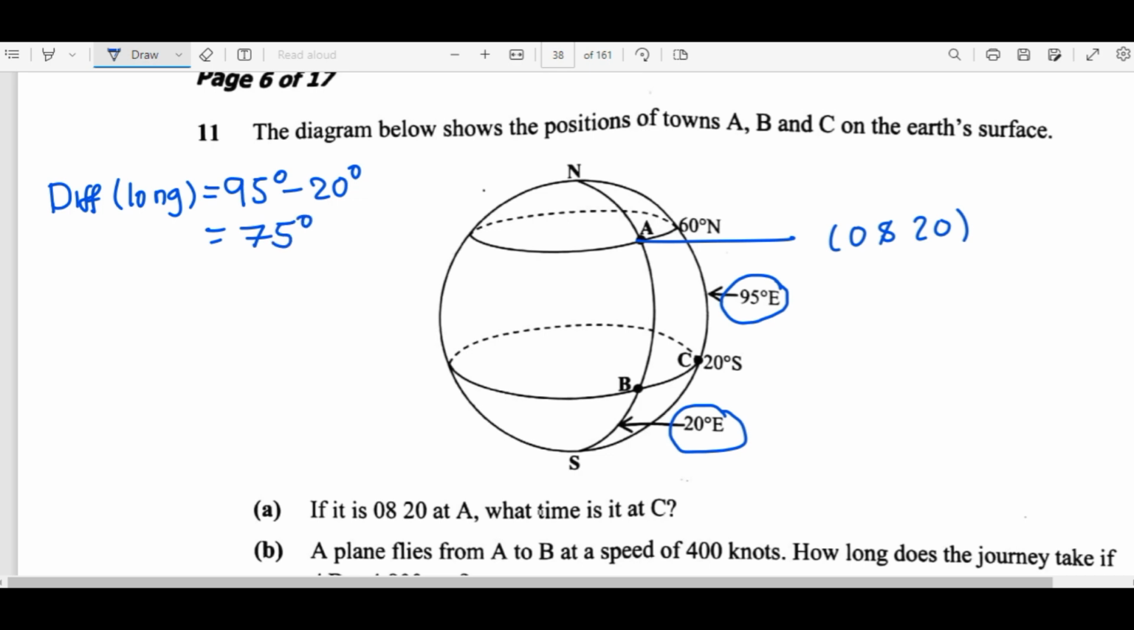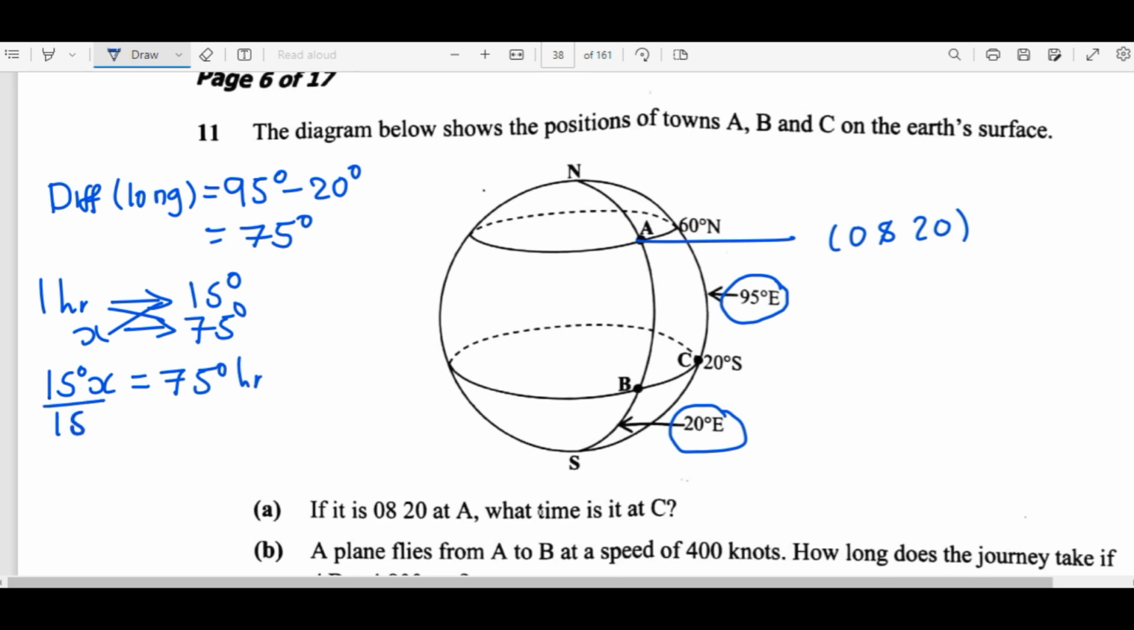Now remember, 1 hour is equal to 15 degrees, which means that if we make our calculations here, we cross multiply. 15 degrees multiplied by x is 15 degrees x. Then this will give us 75 degrees hour. We divide by 15 degrees, we divide by 15 degrees. So x is equal to 75 over 15. This will give us 5 hours.